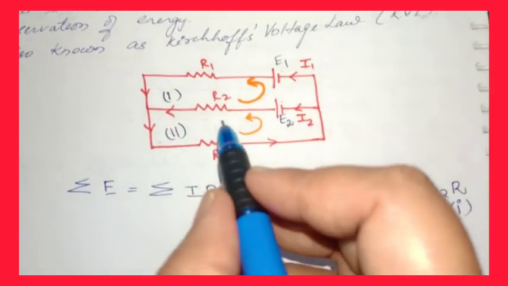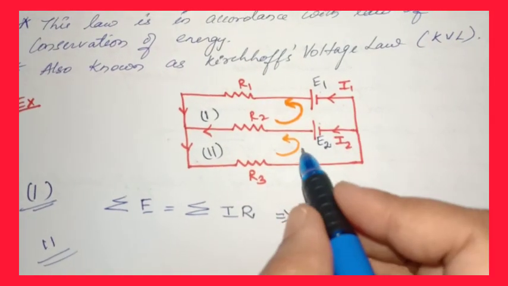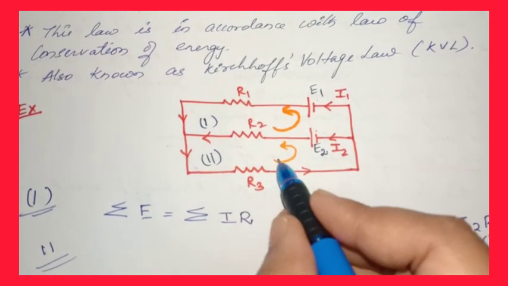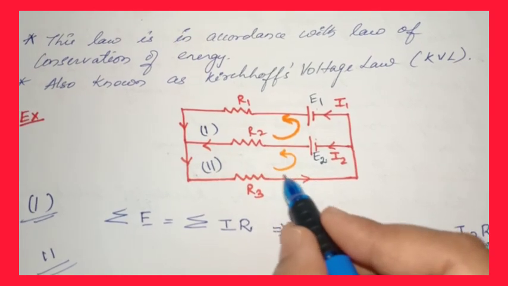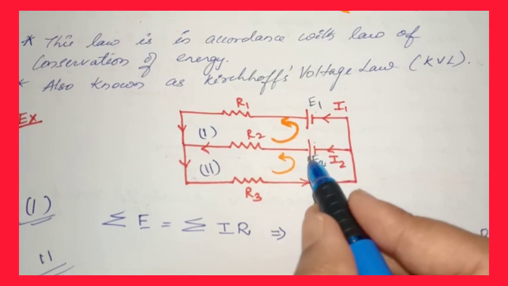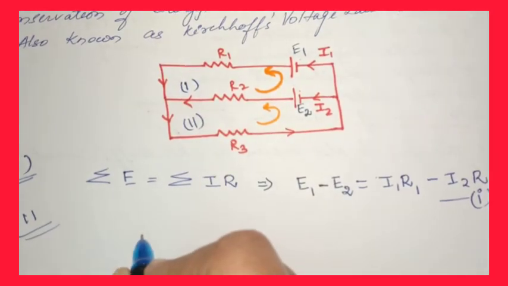Similarly, let me take the second loop. How many EMFs are connected to the second loop, students? Only one EMF is connected to the second loop and my direction is like this, the counterclockwise direction. Along my direction when I go, the EMF is from minus to plus. That means it is a positive EMF. So let me write it down.